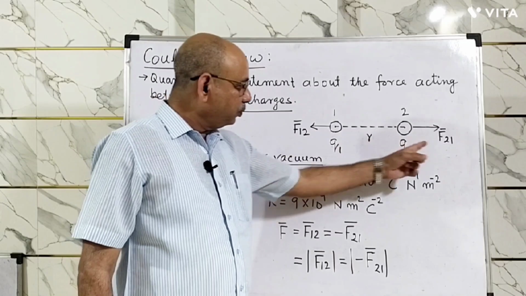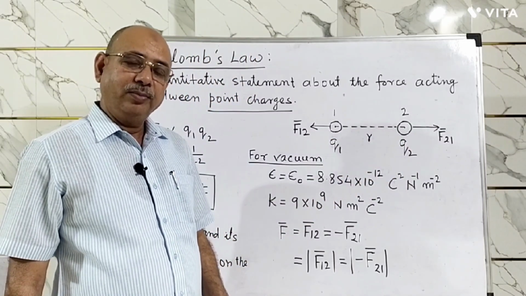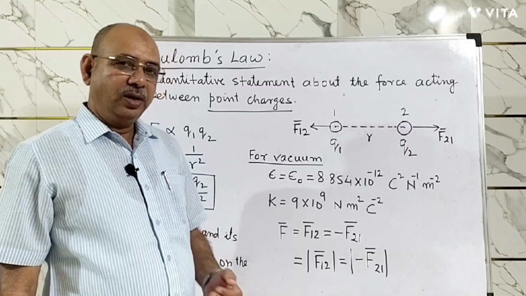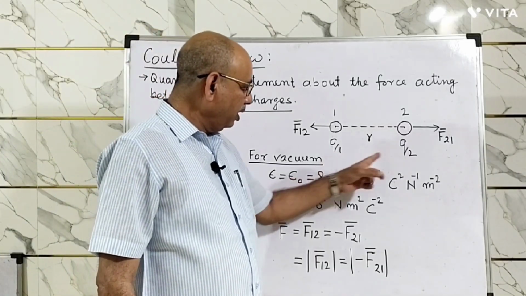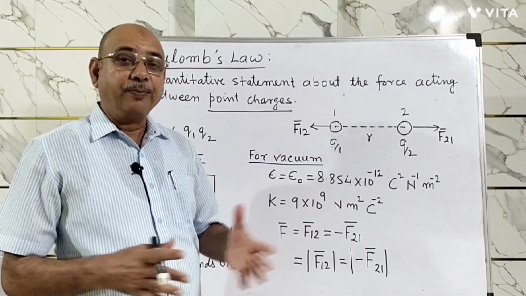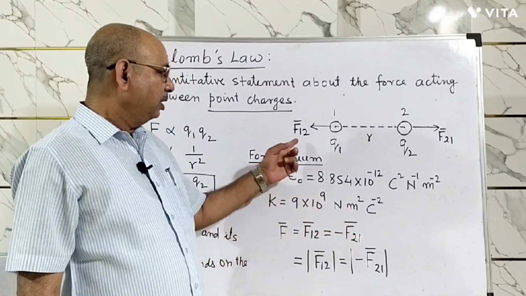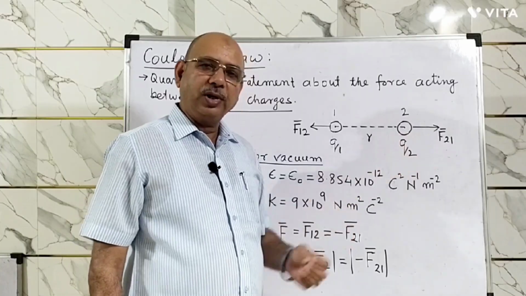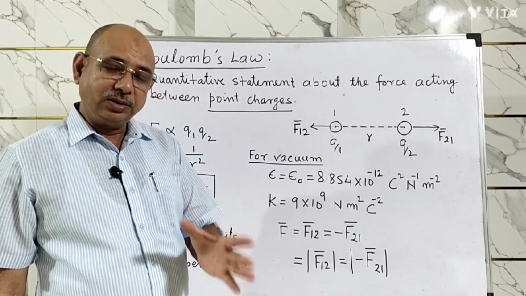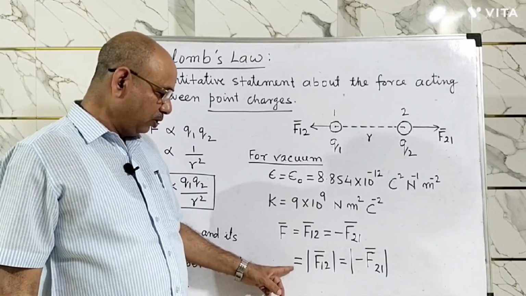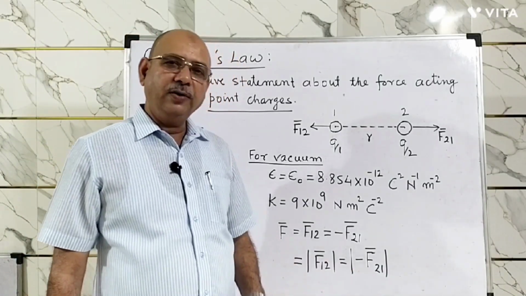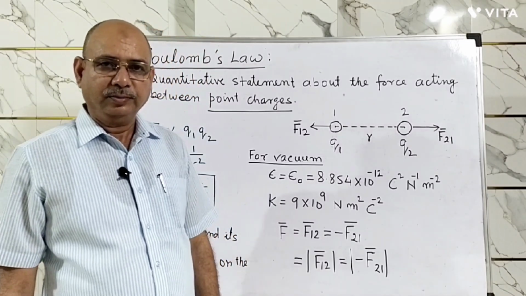Now the magnitude of these two forces is the same, but their directions are different. Here if we consider q1 and q2 either both positive or both negative, then it will be a repulsive force, and that's why F12 and F21 have opposite directions, but their magnitude is the same. That means F is equal to magnitude of F12 is equal to magnitude of minus F21.